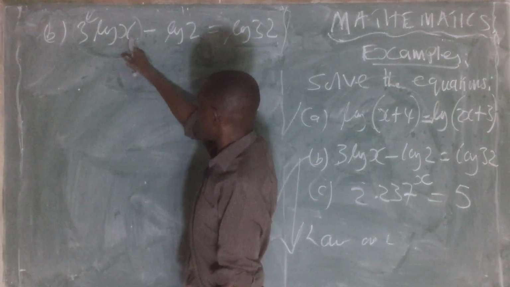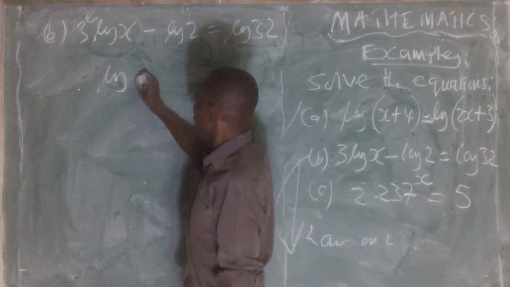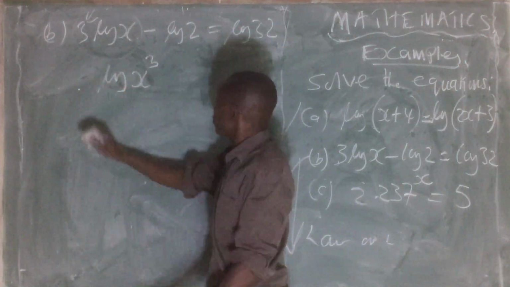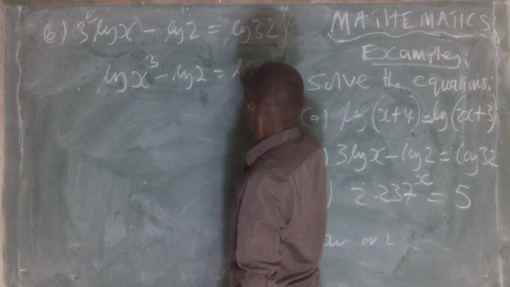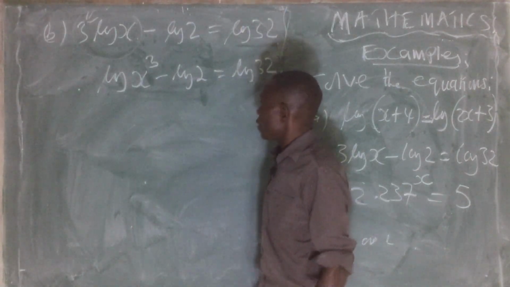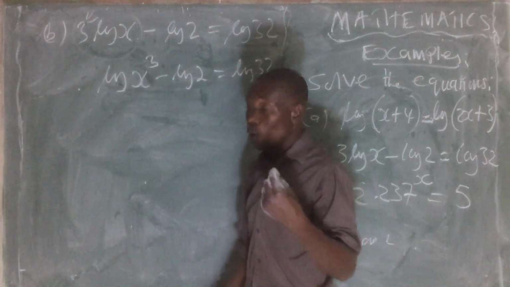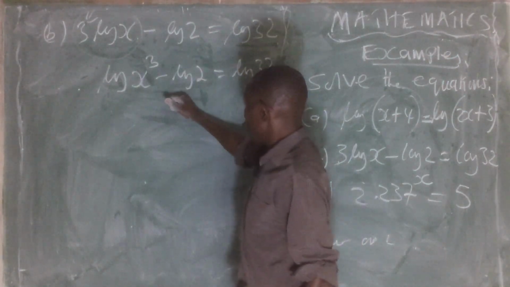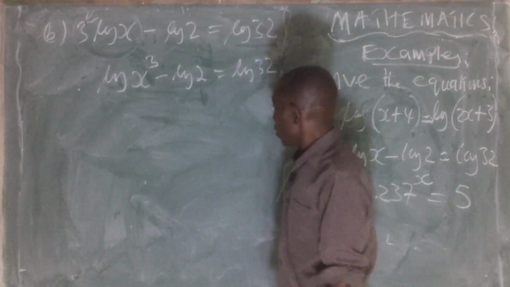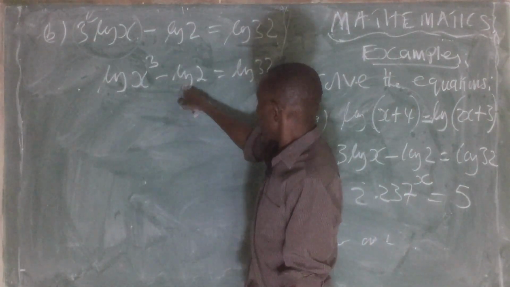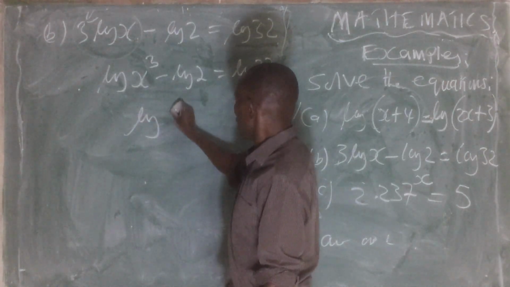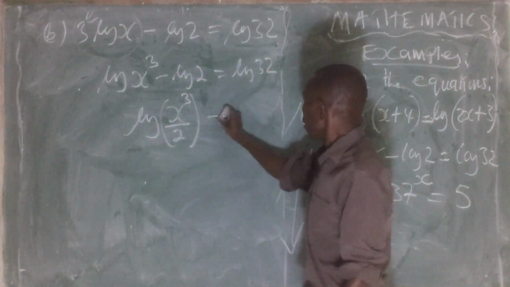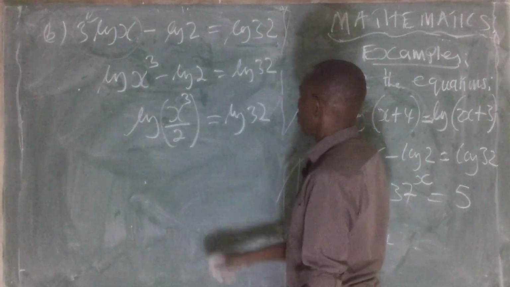So when you write 3 log of x, bear with me that this is the same as the logarithm of x to the power 3. This one comes on top. You remember that law. Then minus logarithm of 2 is equal to logarithm of 32. Then, for you to make the left hand side one expression, you follow the laws of logarithms on division versus subtraction. So we have log of x to the power 3 minus log of 2. This is the same as logarithm of x to the power 3 over 2, which is the same as logarithm of 32.